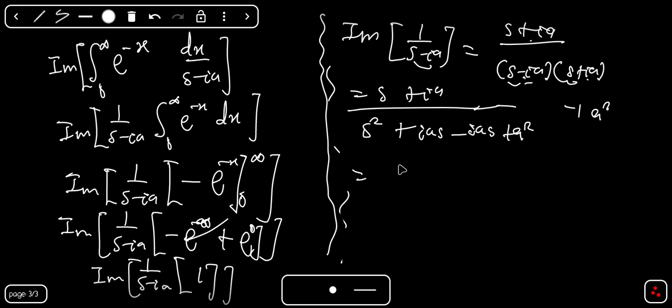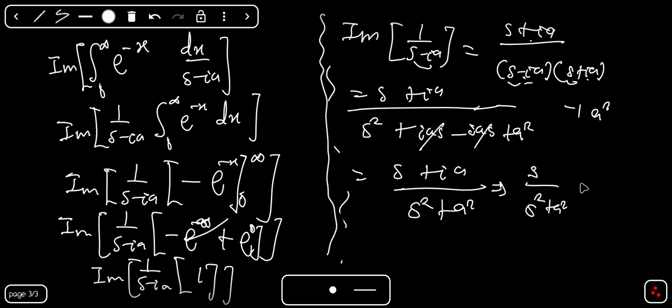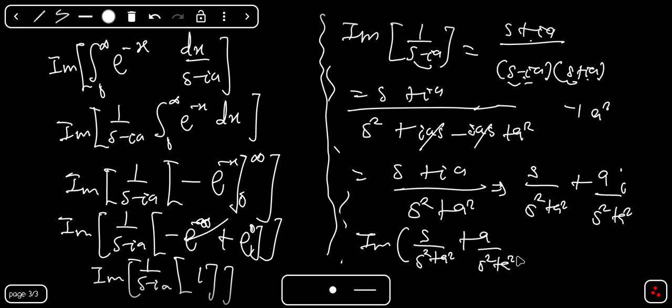So this will be equal to s plus ia over, so ias we cancel out, over s squared plus a squared. But don't forget, we can write this as s over s squared plus a squared plus a over s squared plus a squared i. So we need the imaginary part. The imaginary part of s over s squared plus a squared, plus a over s squared plus a squared i, is equal to a over s squared plus a squared. So that's the Laplace transform of sine at. The Laplace transform of sine at is a over s squared plus a squared.